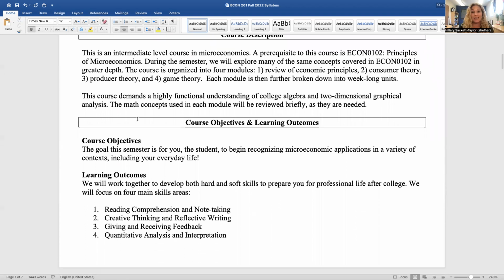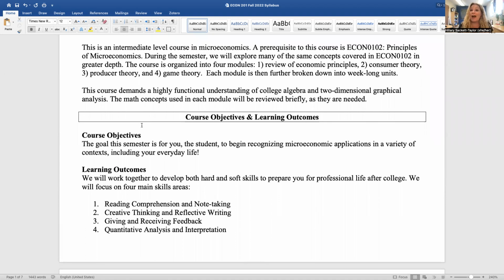Now, my objective in this course is really just for you to have fun with the content and to begin recognizing economic applications everywhere in your day-to-day life. If I can make an entire course on microeconomic theory be applied to superheroes, then certainly microeconomic theory is literally everywhere. The learning outcomes that I'm proposing that we work towards are the following.